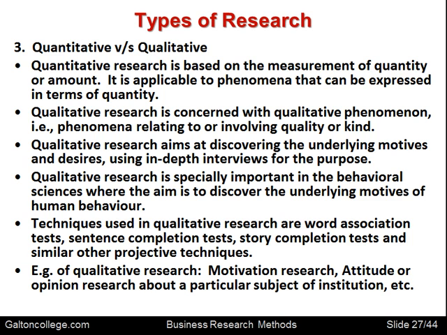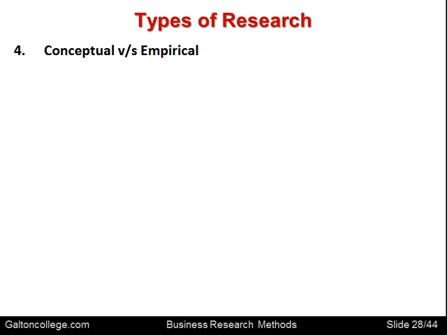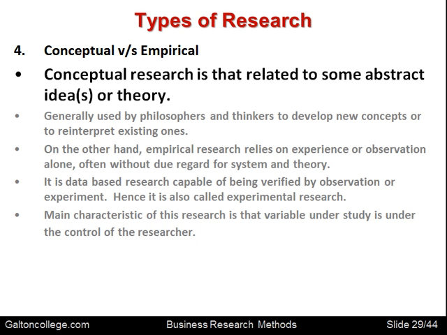Right, so let's move to conceptual and empirical. Empirical means done by experiment. In other words, practical research. And we've got conceptual research. Conceptual research is that relating to some abstract idea or theory. Now, philosophy is a very good example of this. Philosophers are prone to look at very abstract ideas.